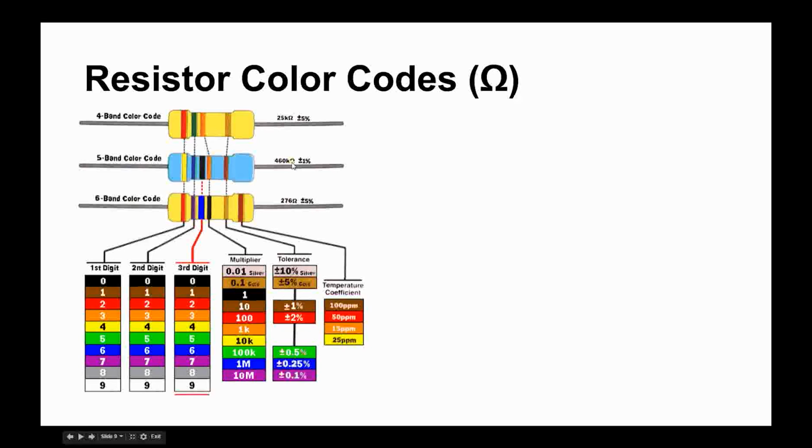And here's our Greek letter omega, which stands for ohms. And if we look at the tolerance band, that's brown, so that would be a tolerance of plus or minus 1%.